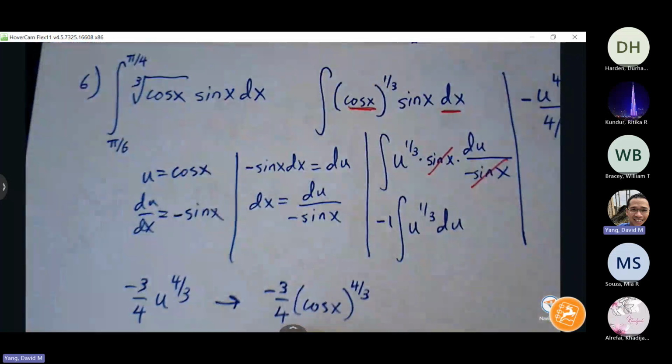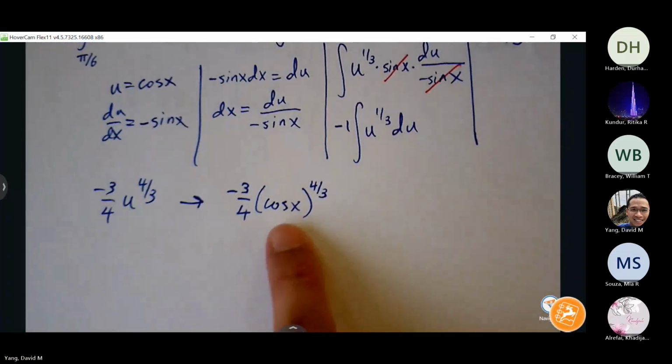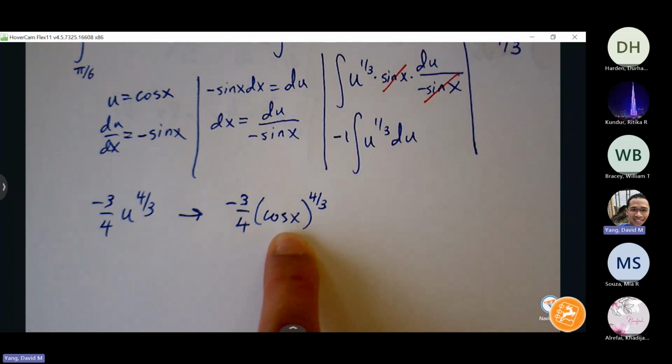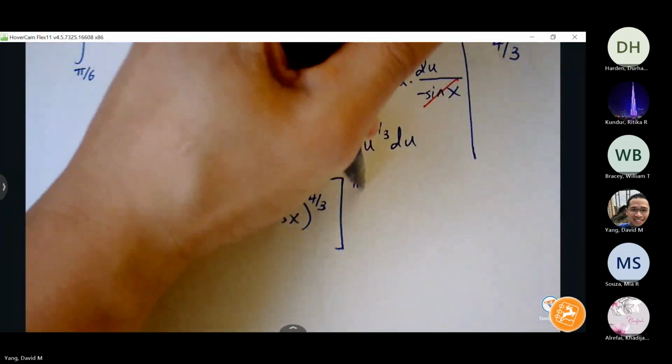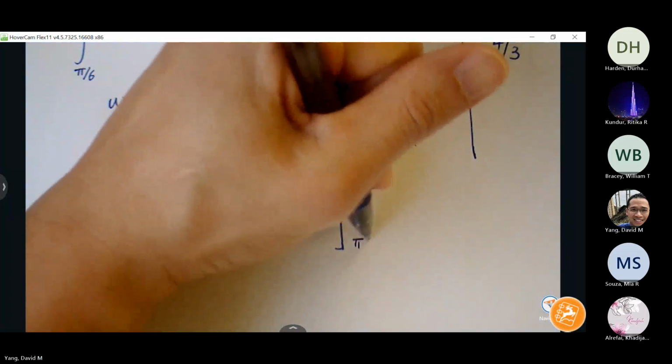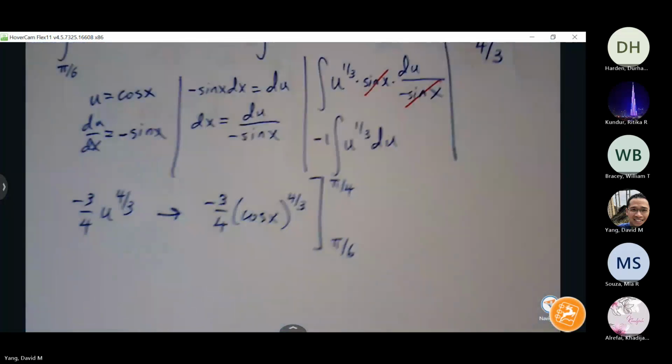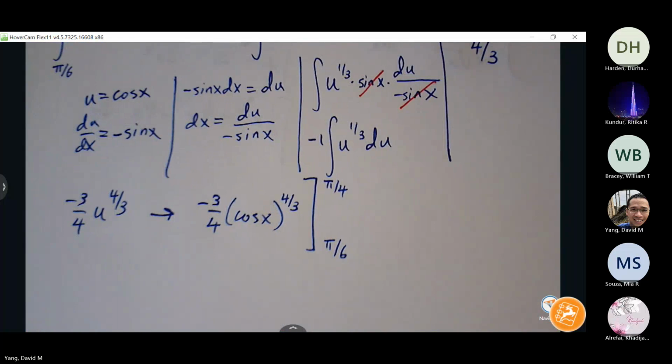Okay, so now we have our antiderivative in terms of x. Our bounds are also in terms of x. Okay, upper bound first, right?